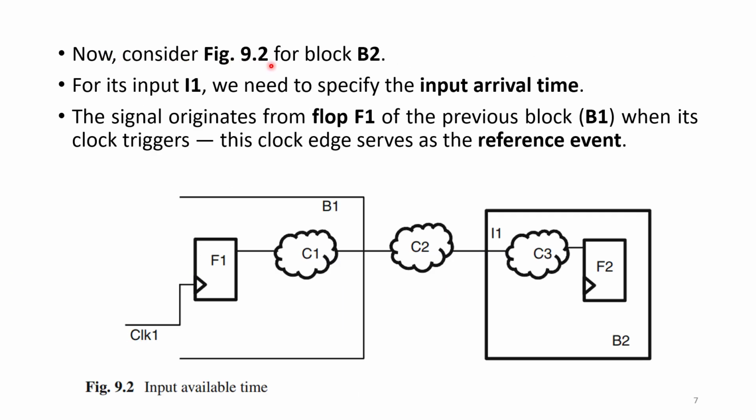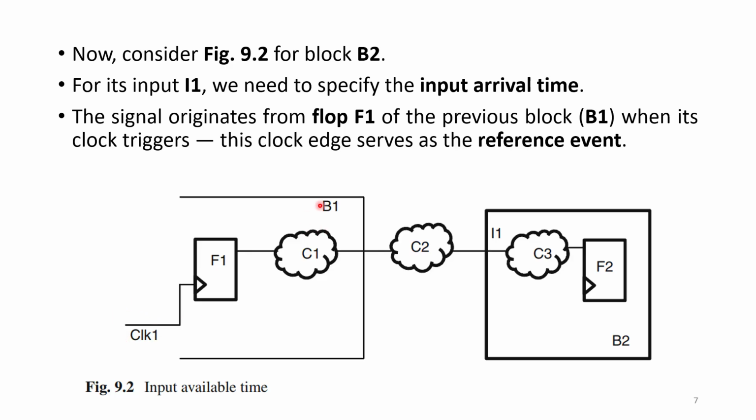Now consider this figure 9.2 for block B2. Here this is the block B2, this is the block B1. If you see this particular figure, we are getting the data at I1 from the block B1. This is something which is present outside. For its input I1, we need to specify the input arrival time. The signal originates from flop F1 of the previous block B1. When its clock triggers, this clock edge serves as a reference event.